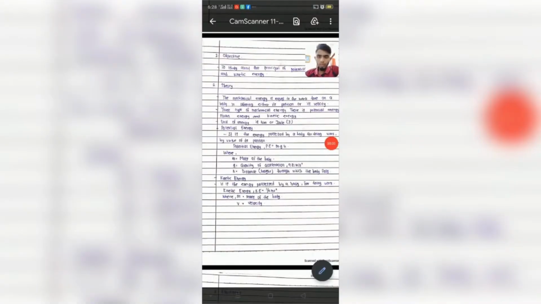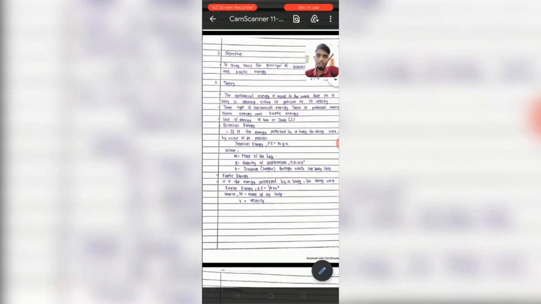So today I want to talk about a lab report for potential and kinetic energy. Okay, today I want to talk about the theory. Mechanical energy is equal to the work done on a body in changing its position or its velocity. There are three types of mechanical energy: potential energy, strain energy and kinetic energy.